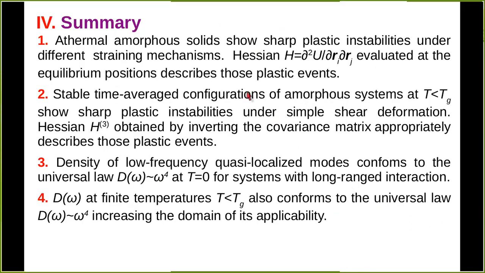Now let us conclude my talk with a summary. What I talked about is the plastic instabilities in charged granular systems at temperature T = 0 under different straining mechanisms. The Hessian, which is the double derivative of total potential energy evaluated at the equilibrium configurations, describes those plastic events. Then I extended that study to finite temperature amorphous systems. Stable time average configurations of amorphous systems at temperature T less than Tg show sharp plastic instabilities under simple shear deformation, and the Hessian, which is obtained by inverting the covariance matrix, appropriately describes those plastic events.